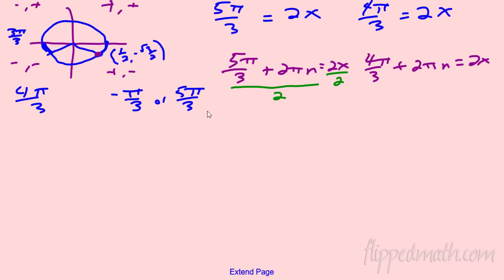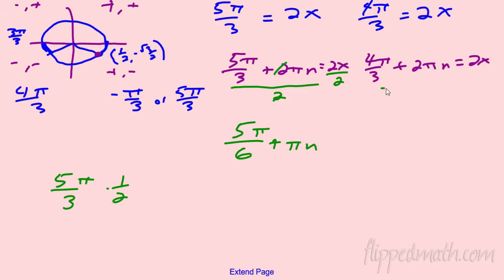What is 5 pi over 3 divided by 2? If you want to write it out, you can. If you divide by 2, you're multiplying by 1/2. So I'm looking at 5 pi over 6. Now the 2 is going to cancel out with the 2 pi n as well, so that's going to give me plus pi n. And that's going to equal x.